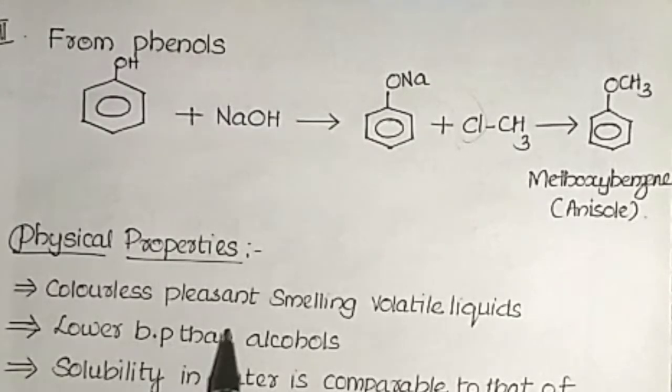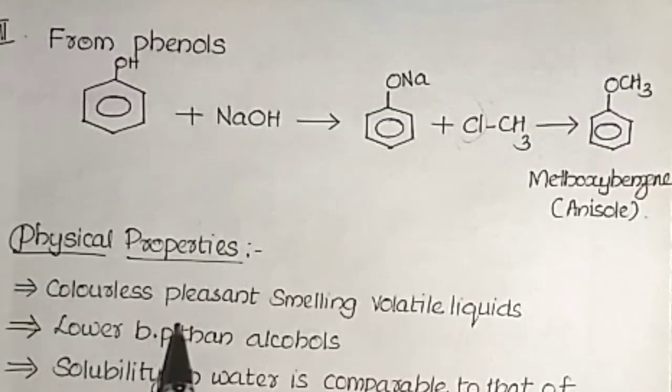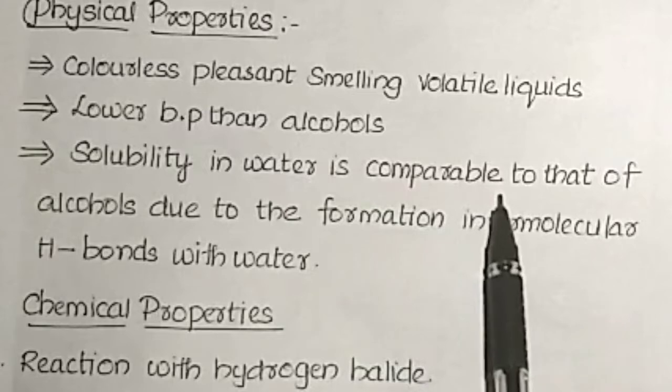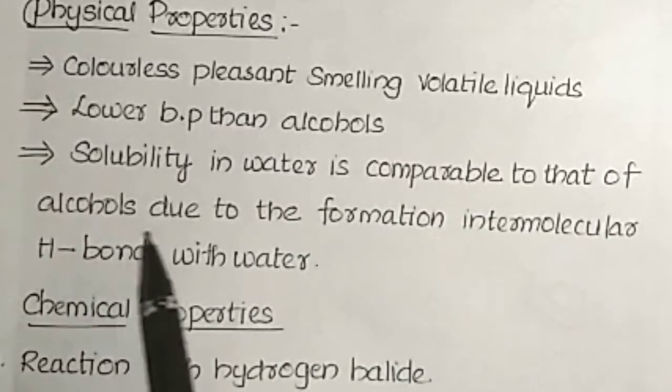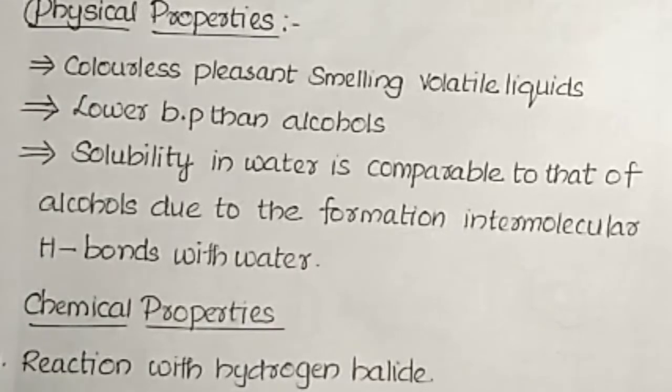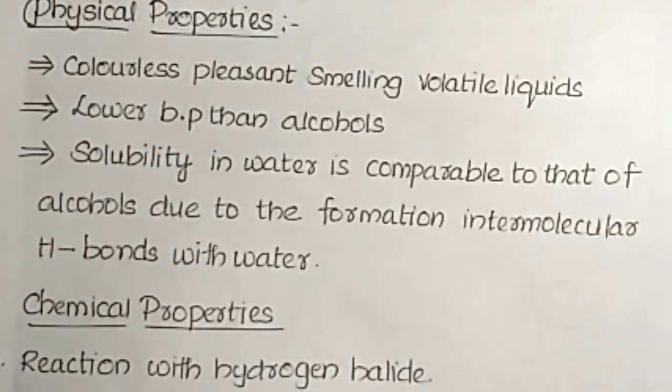They are colorless, pleasant smelling volatile liquids. So ethers are colorless, pleasant smelling volatile liquids. Volatile means vaporizable. They have a lower boiling point than alcohols. Then the solubility in water is comparable to that of alcohols due to the formation of intermolecular hydrogen bonds with water. Then the chemical properties.